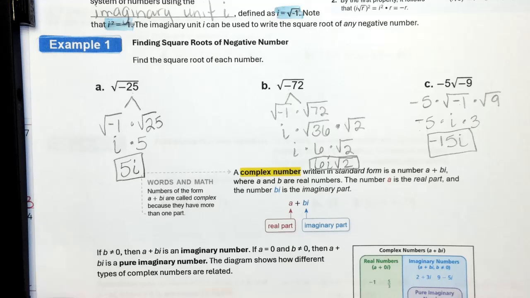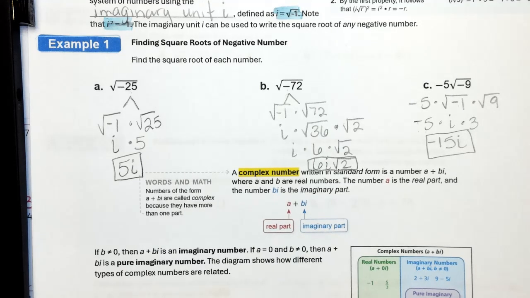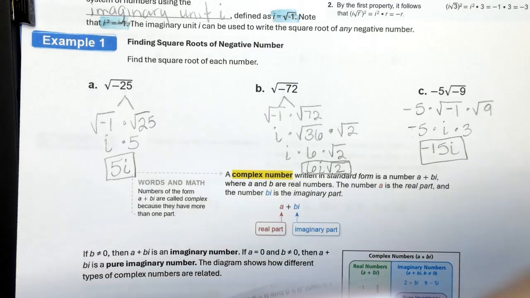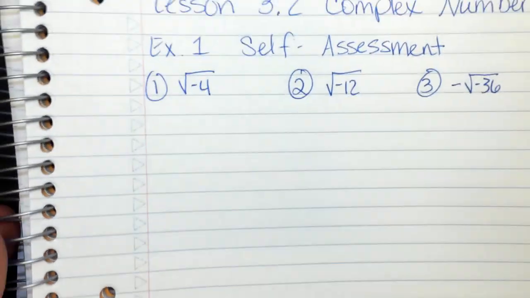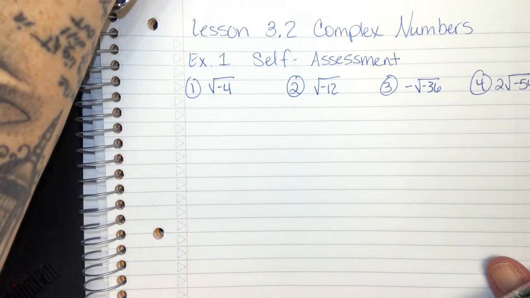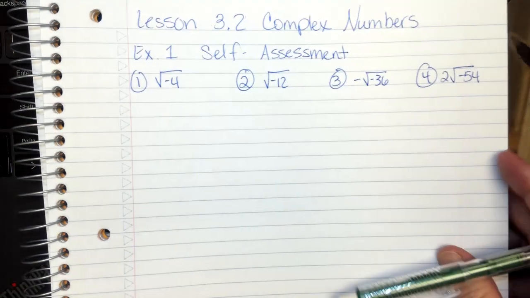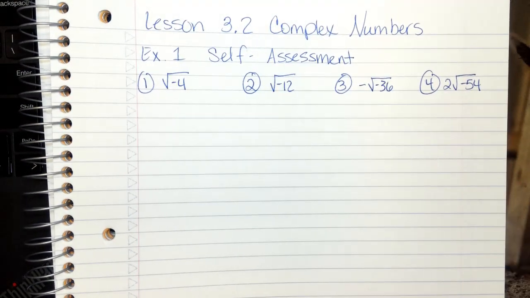Okay, so we're just finding the square root. The only difference is if it has a negative, your square root finding is the same. You just simply have an i with it. All right, so I want you guys to pause your screen. I want you to get out your journal, and I want you to try these 4 questions. So please pause your screen and give them a good effort.